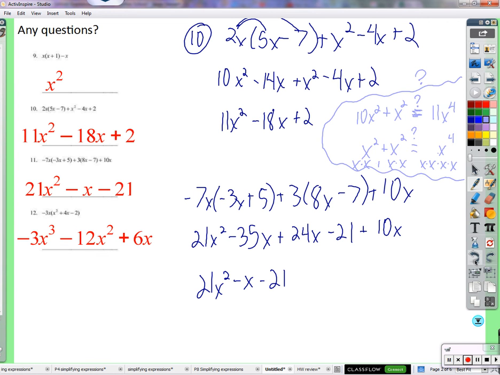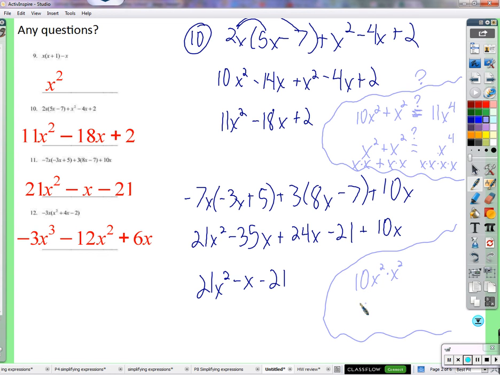If instead we were multiplying, now we've got something. But they're not being multiplied. They're being added together. So if 10x squared plus x squared, that would be 11x to the fourth power? Well, no. What would 10x squared times x squared be? Okay, let's see what we get there.